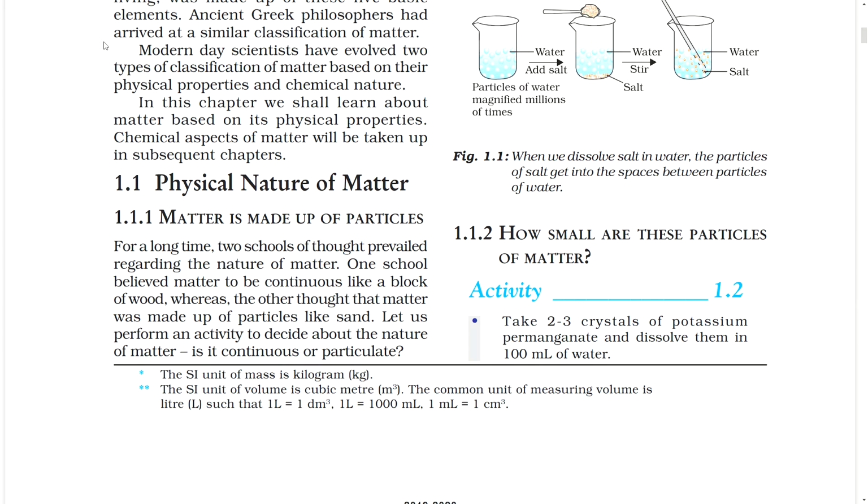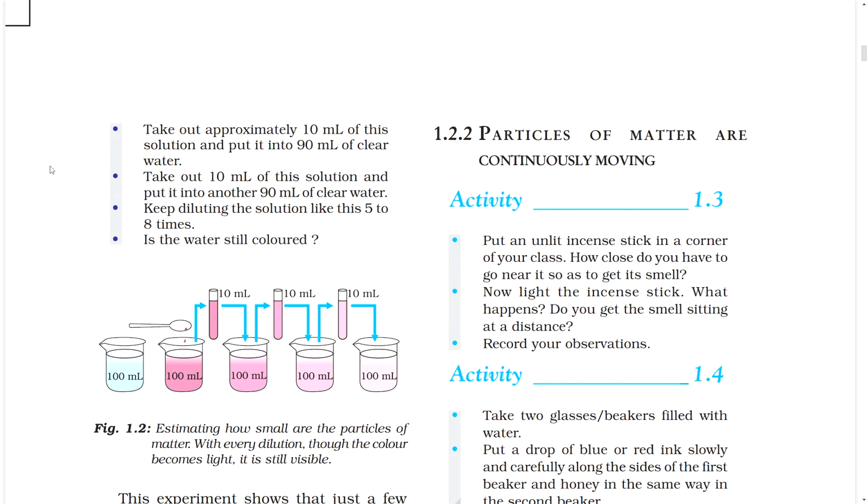How small are these particles of matter? Activity: do this. Take 2 to 3 crystals of potassium permanganate and dissolve them in 100 ml of water. Take out approximately 10 ml of this solution and put it into 90 ml of clear water. Take out 10 ml of this solution and put it into another 90 ml of clear water. Keep diluting the solution like this 5 to 8 times. Is the water still colored? Comment this.